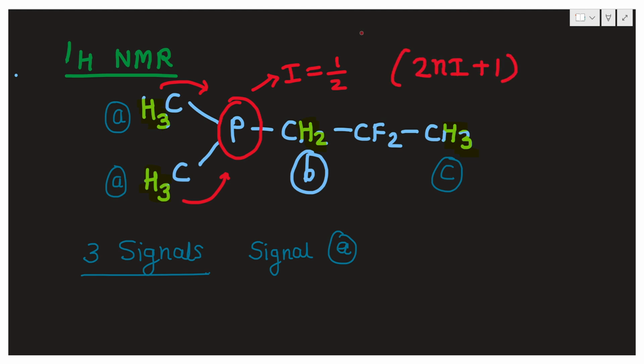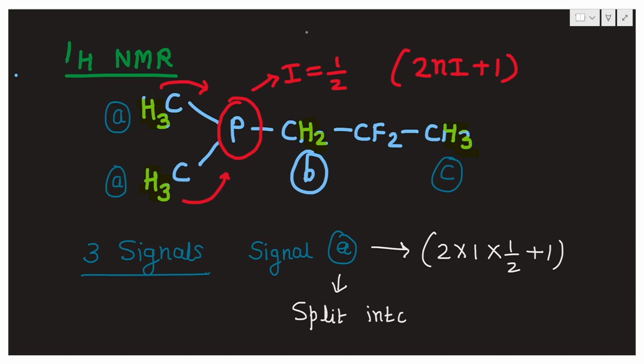So the I value here is half and the n value is 1. This A signal, which is due to 6 protons, will be split by 1 phosphorus into 2nI plus 1, that is 2 into 1 into half plus 1, lines. It means this signal will split into 2 lines. You are getting 2 lines, which means you are getting a doublet.